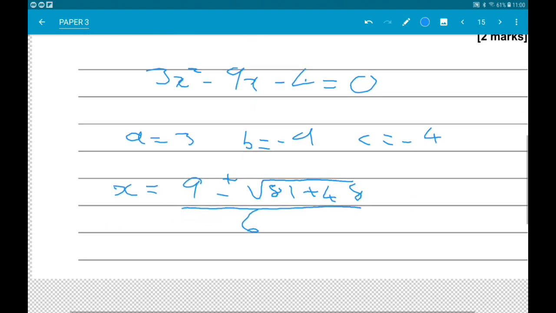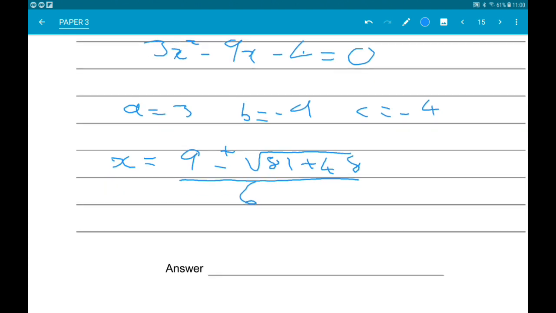Now in the square root we have 129, so x is 9 plus or minus root 129 all over 6. So work them out separately. We should get minus 0.39 and 3.39.